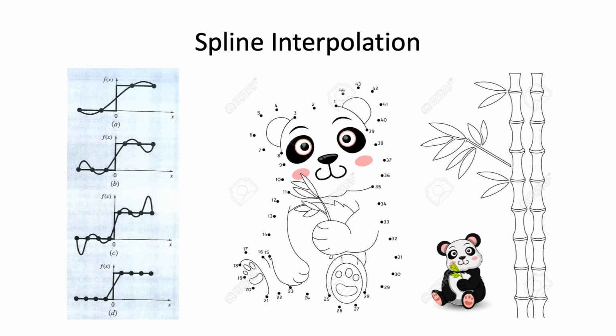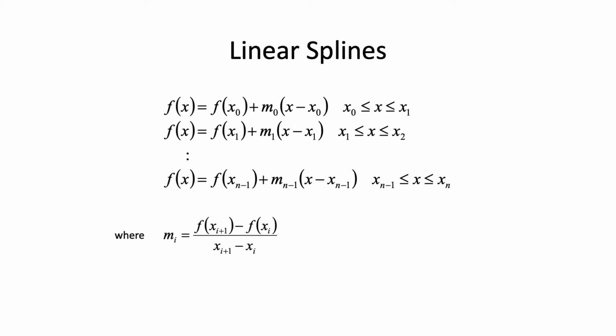The simplest spline interpolation is the connection between 2 points by a straight line. If you enjoyed connecting the dots when you were a child, then you've already been doing spline interpolation. I just wasn't there to tell you the technique. We begin with linear splines.